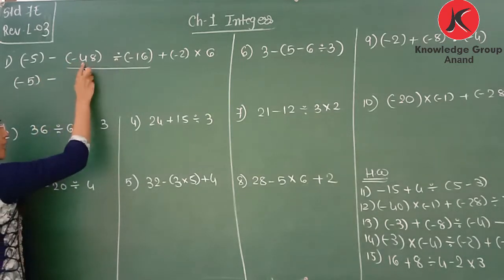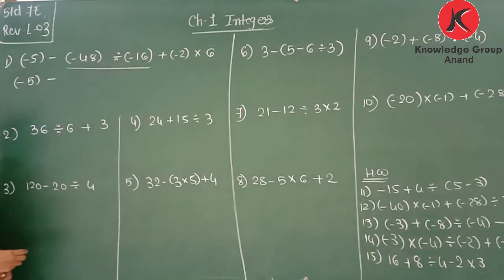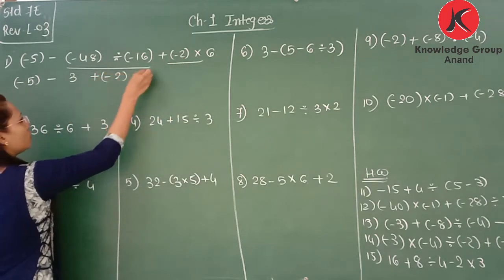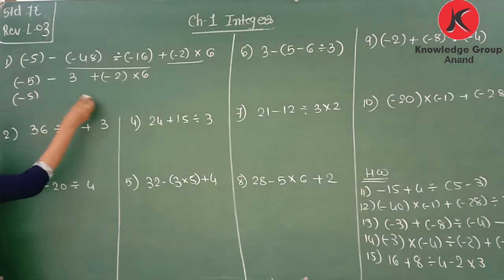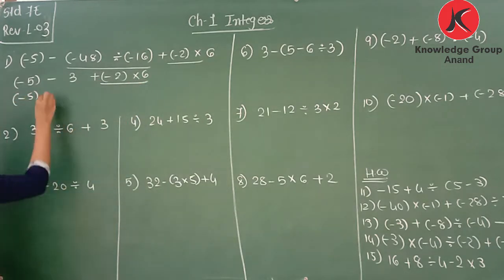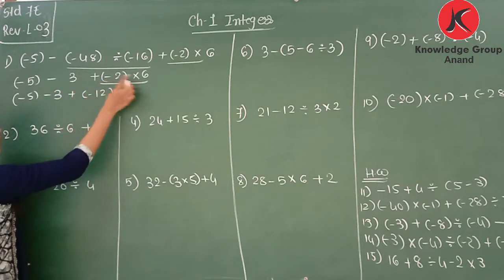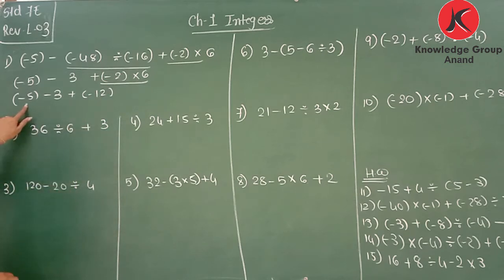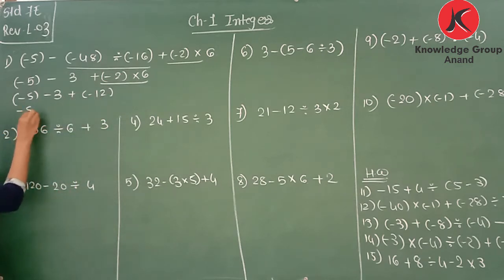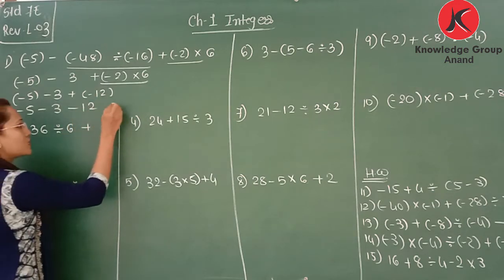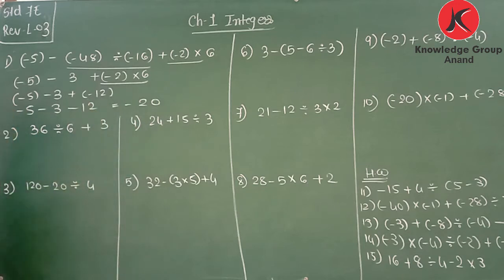If you perform the division, -48 divided by -16 is 3, but plus 3. Now multiply this. So let's multiply the next step. So -5. Now after division there is a multiplication. So -2 multiply 6 is 12, but -12. Why? Because one negative number, so it is -12. Now -5 plus 3, minus 12. Now -5 plus 3 is -2. -2 minus 12 is -14. So this is our answer.